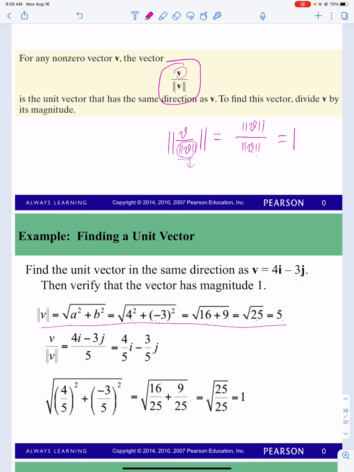So what you will do is v over the magnitude of v, so it's 4i minus 3j over 5. This means everything divided by 5. So every component is 4 over 5, minus 3 over 5. Then you can continue to verify the magnitude: square root of 4 over 5 squared plus negative 3 over 5 squared. You will see the magnitude is actually 1.